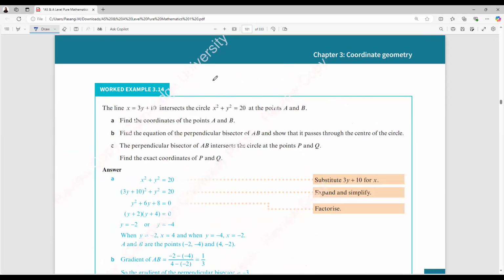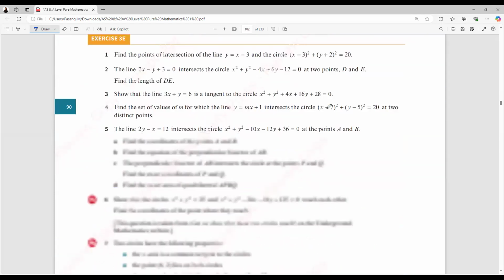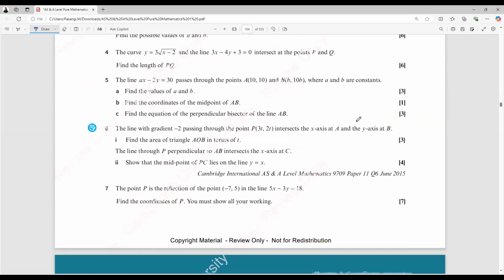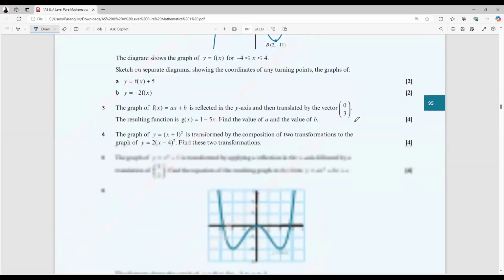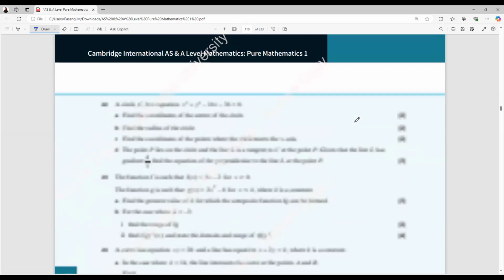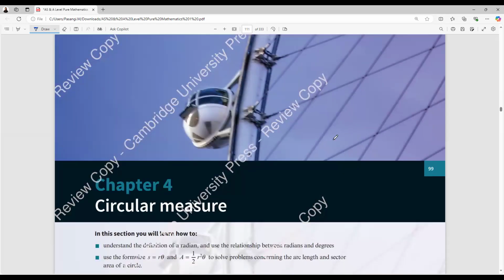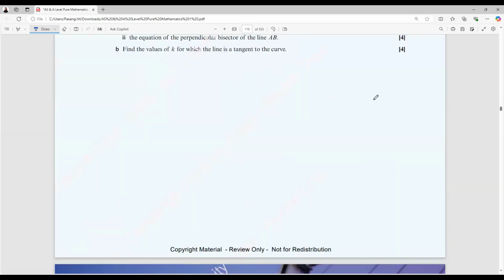Then you can try 3.14 at home and also complete the rest of the exercises. So the third unit is done. Then we have the fourth one. The third unit is actually easy.